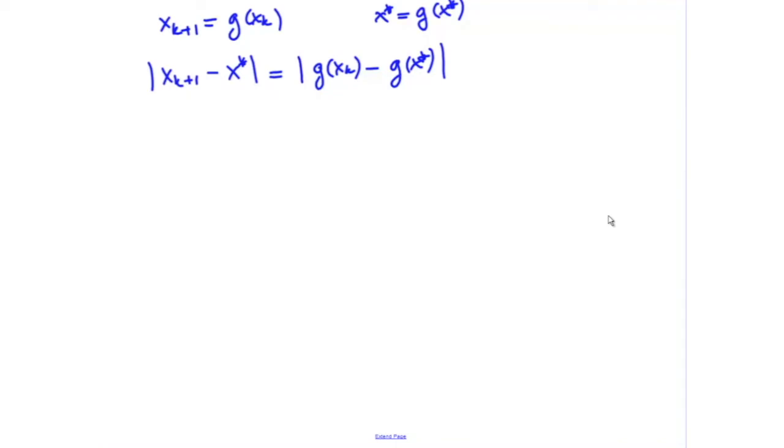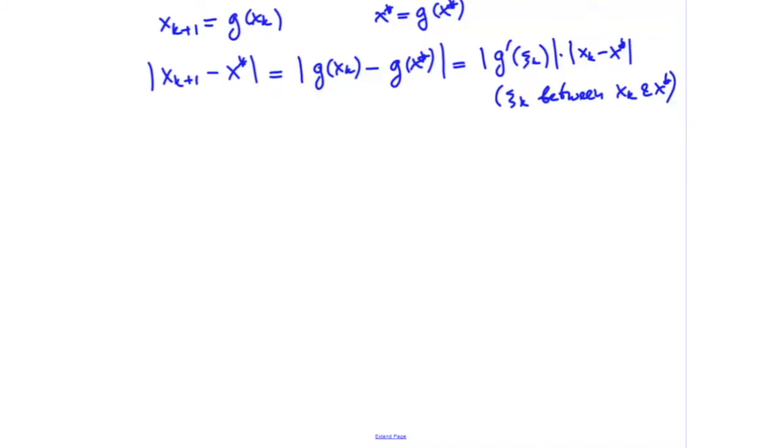At this point, we can apply the mean value theorem that we just mentioned. So now this is the same as g prime of ck multiplied by xk minus x star. Because by the mean value theorem, there exists some point ck between xk and x star such that g prime of ck is equal to g of xk minus g of x star divided by xk minus x star. So we just apply the mean value theorem here.